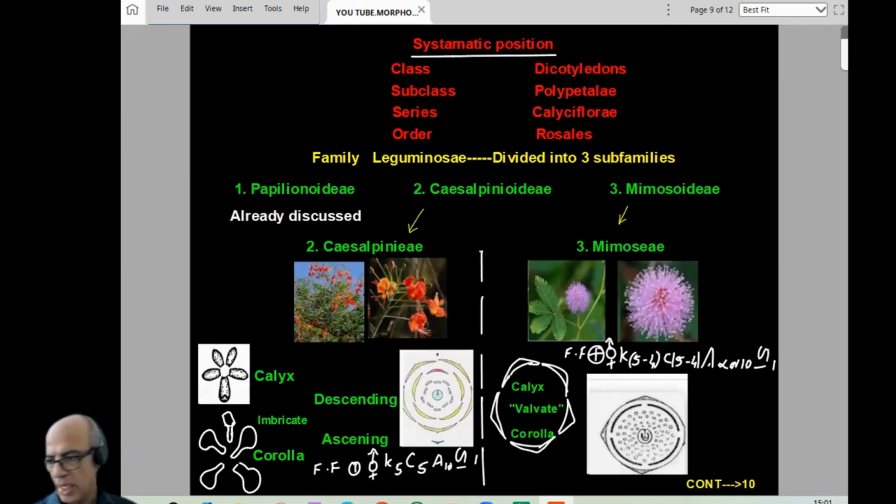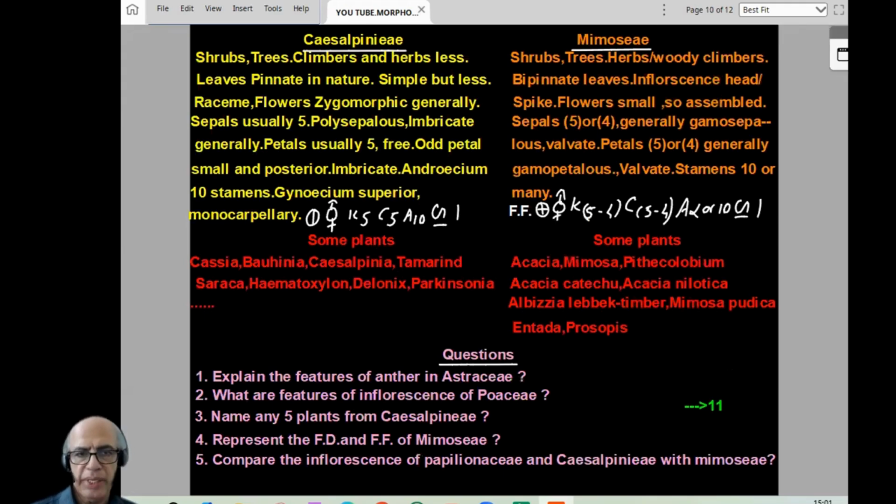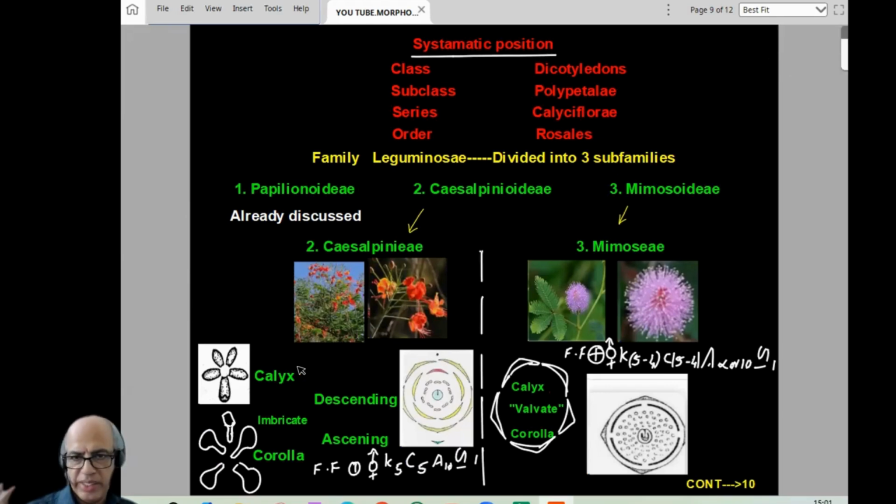So when we come to Caesalpinaceae and Mimosaceae, the diagram, calyx, corolla, androecium, gynoecium, floral diagram. First I will explain it, then we can come back to the diagram. So Caesalpinaceae. It is basically shrubs or trees or climbers. Herbs will be less. Leaves will be usually pinnate in nature. Simple is possible, but it is less in number. Inflorescence is raceme. Flowers zygomorphic, generally.